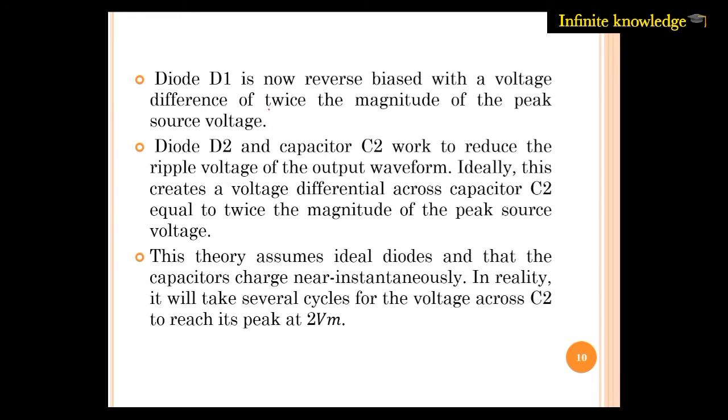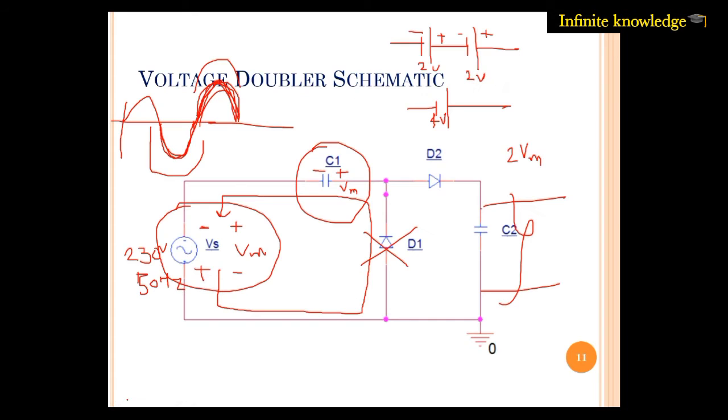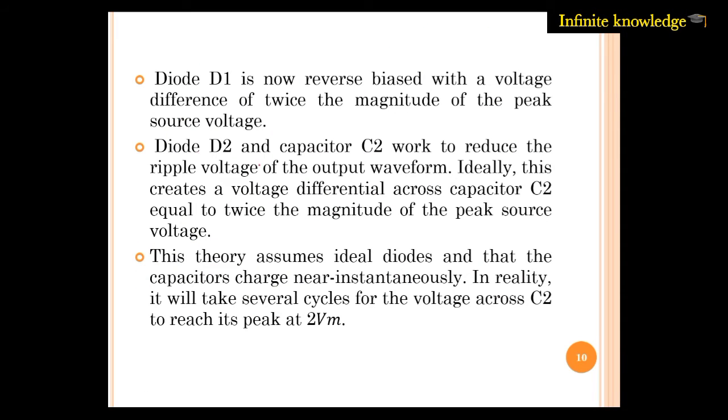Diode D1 is now reverse biased with a voltage difference of twice the magnitude of the peak source voltage. As I have already explained, during this positive cycle diode D1 is reverse biased because the negative is given to the PN junction. This is positive, this is negative, this is PN. You have to apply the polarity this way to conduct the diode, but during the positive half cycle the polarity is inverse, so this diode is not working.